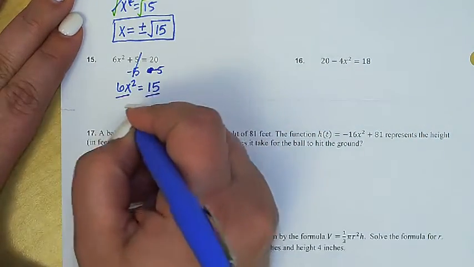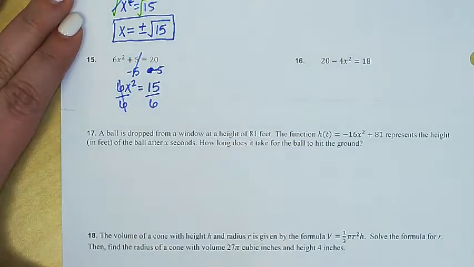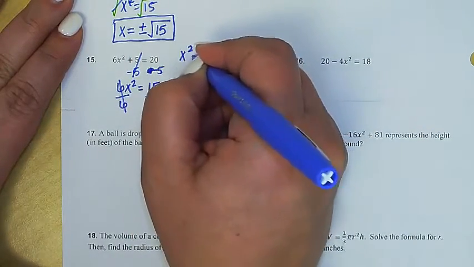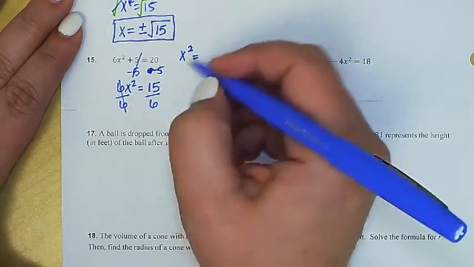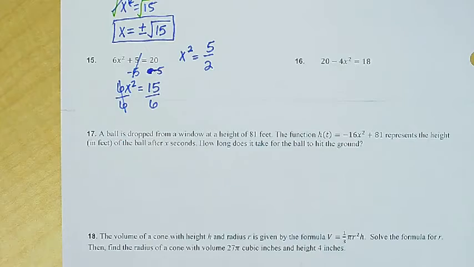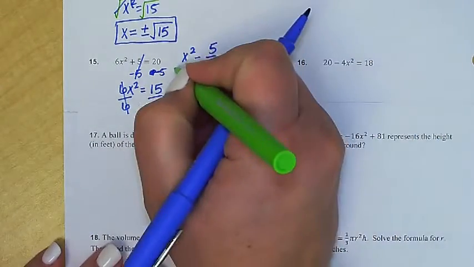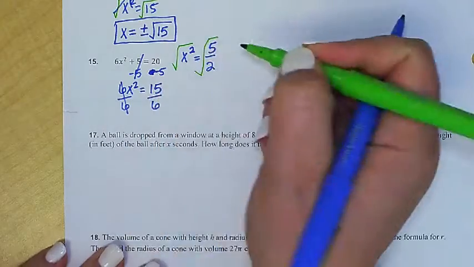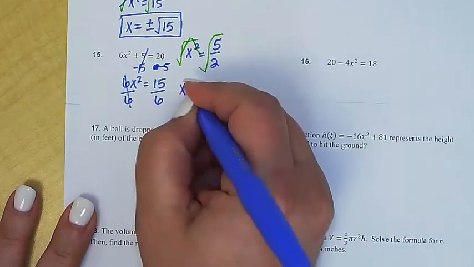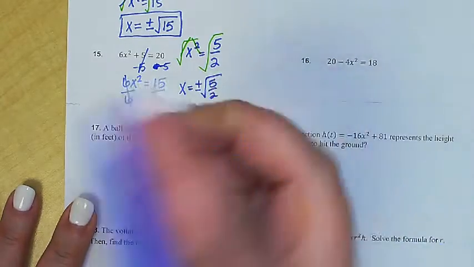And then we divide on both sides by 6, and we get x squared is equal to 15 over 6. But I know 3 goes into both of those, so it's really 5 over 2. And then we take the square root on both sides to drop the radical, and we get that x is equal to the positive and negative root of 5 over 2.